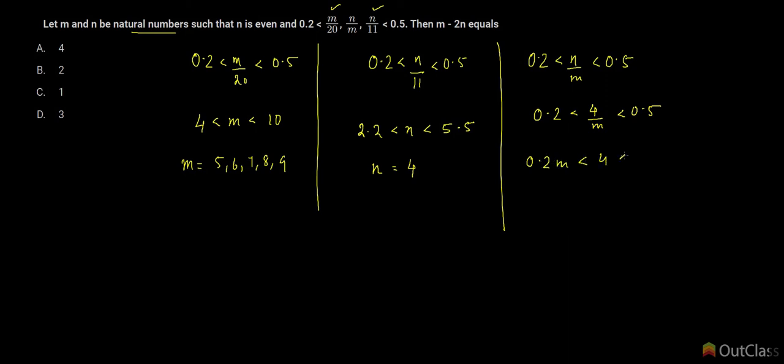0.2m less than 4 less than 0.5m. If you want, you can multiply by 10 throughout and get 2m less than 40 less than 5m. Now you already have a set of possible values for m. You will see that 5m greater than 40 is only true for 9. 9 is the only value of m for which 5m greater than 40 is true. The others are discarded. So you get m is equal to 9, n is equal to 4. They want us to evaluate m minus 2n. 9 minus twice 4 is 1.